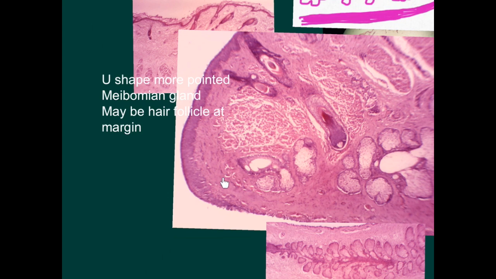Here, not necessary to find the duct opening into the margin, and also towards the margin here we have one or two rows of the lashes. These are the hair follicles of the lashes, and of course this is the muscle.